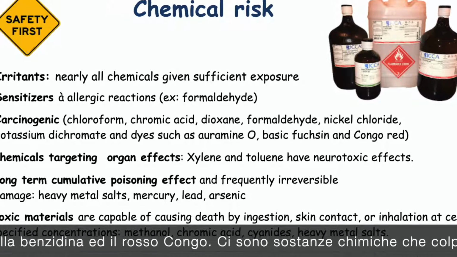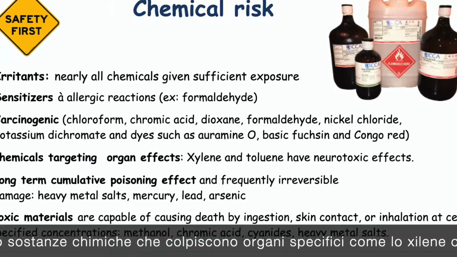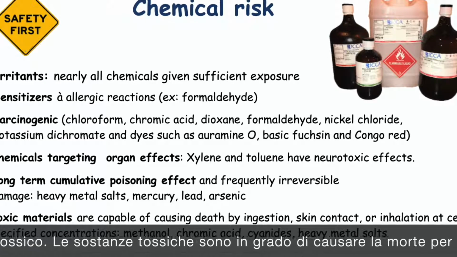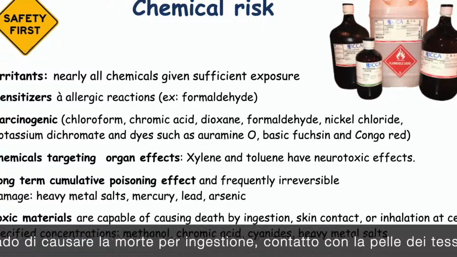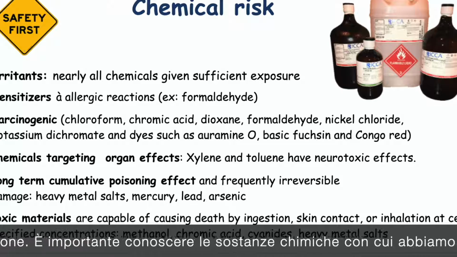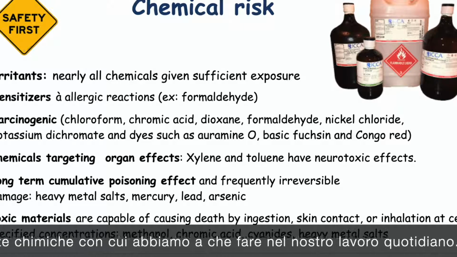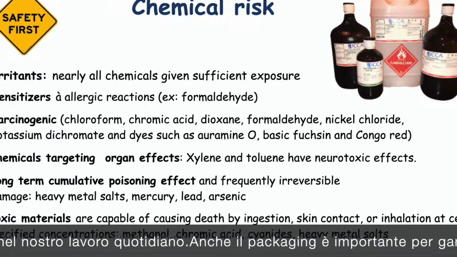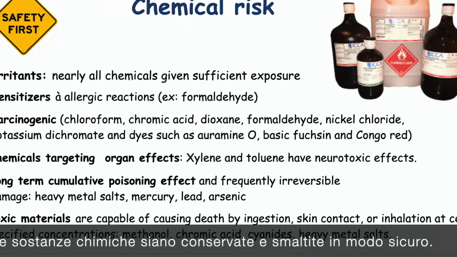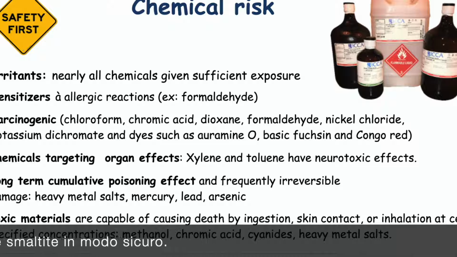There are chemicals targeting specific organs, like xylene, that is neurotoxic. Toxic materials are capable of causing death by ingestion, tissue-skin contact, or inhalation. It is important to know about the chemicals we deal with in our daily work. Packaging is also important and ensure that chemicals are stored and disposed safely.